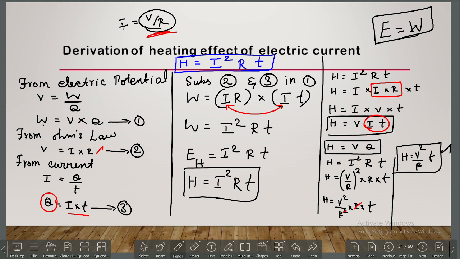If they ask to derive an expression for Joule's heating effect of electric current, up to this we need to derive, and you need to remember these formulas carefully. While solving the numericals, we will be using these formulas. So what are the formulas to calculate the heat energy? H is equal to I square R into T. H is equal to VIT. H is equal to V into Q. H is equal to V square by R into T.